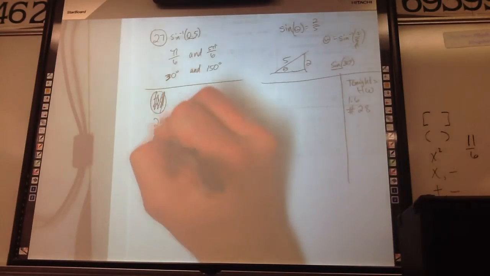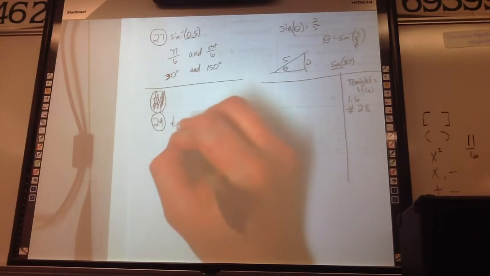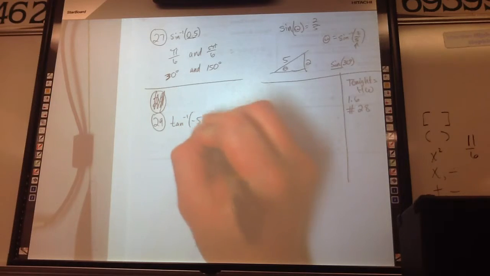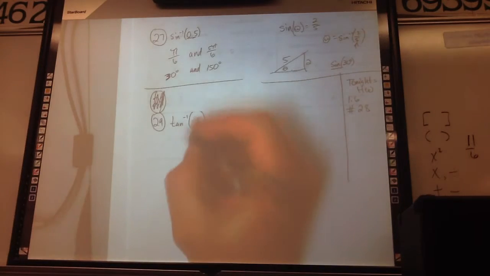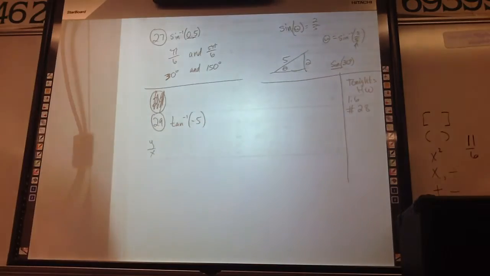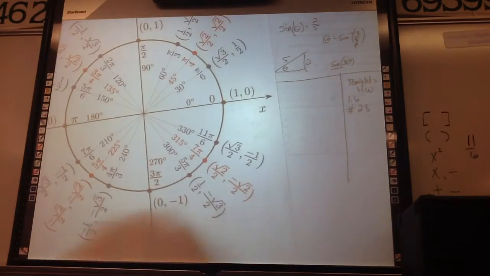Okay, just to see, 29 is just saying, which angle has a tangent of negative 5? And you get the tangent. That's not going to happen on the unit circle. I got 78.69 degrees. Well, that's the other tangent's one. It's y over x. There's no combination of these that you can divide and get a 5.